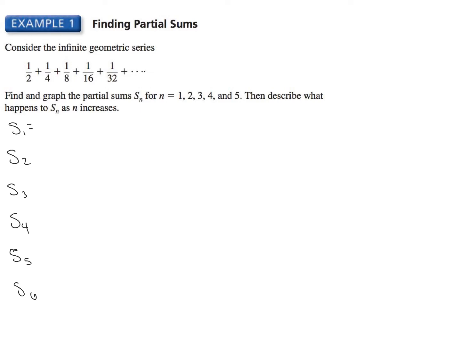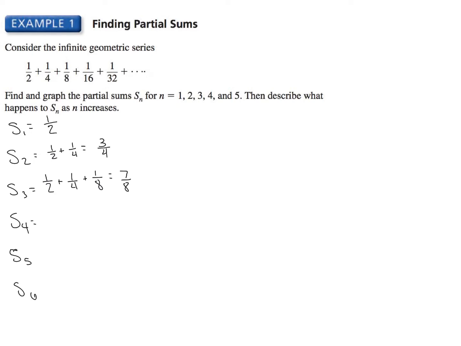So S of 1, that's just 1/2. S of 2 is 1/2 plus 1/4, which is 3/4. S of 3 is 1/2 plus 1/4 plus 1/8, which is 7/8.